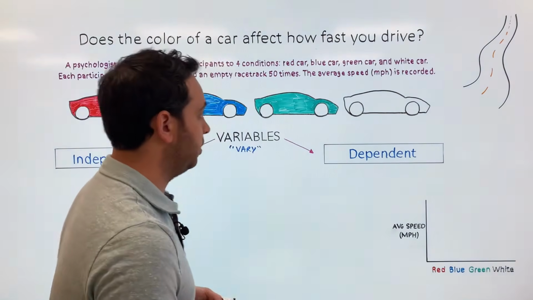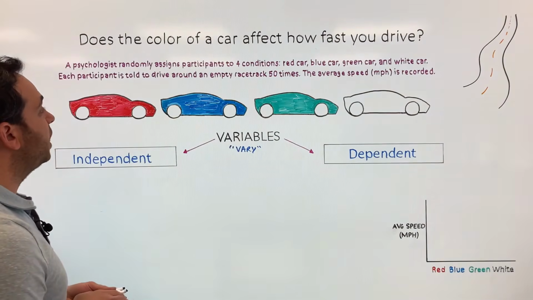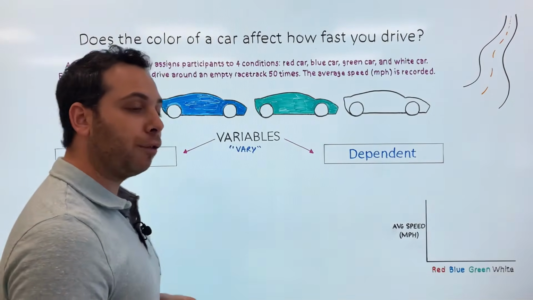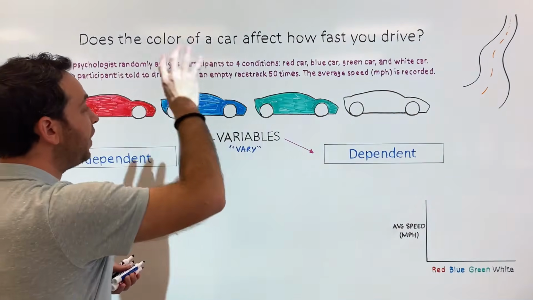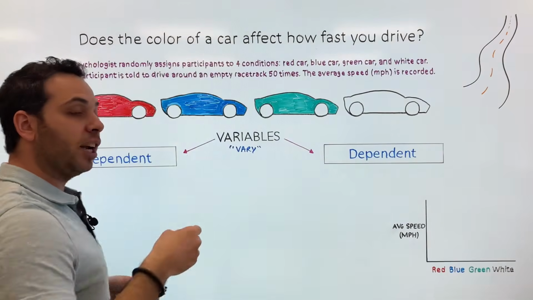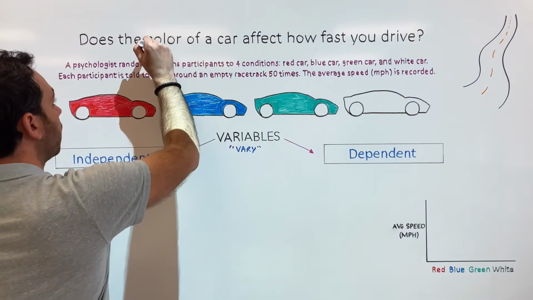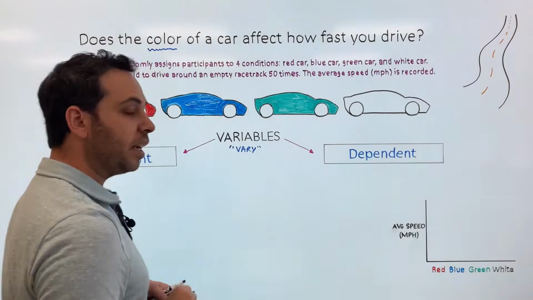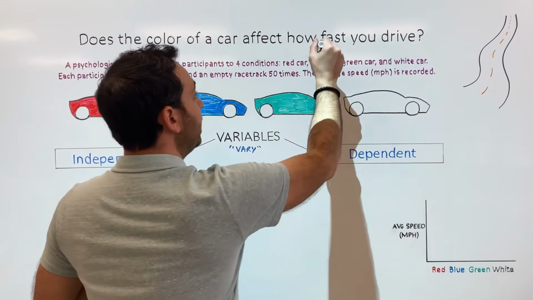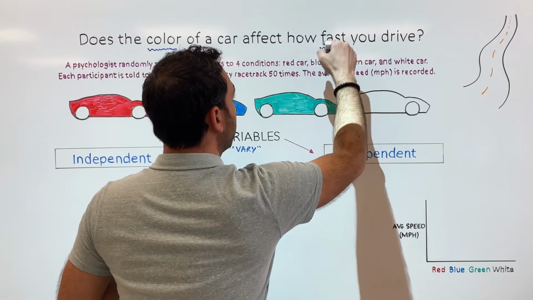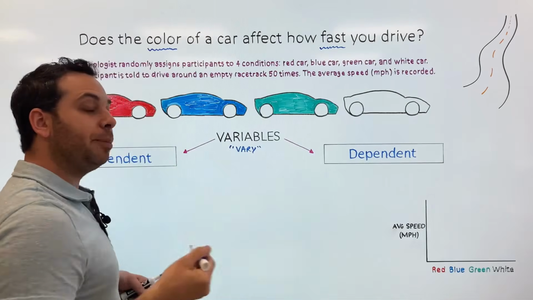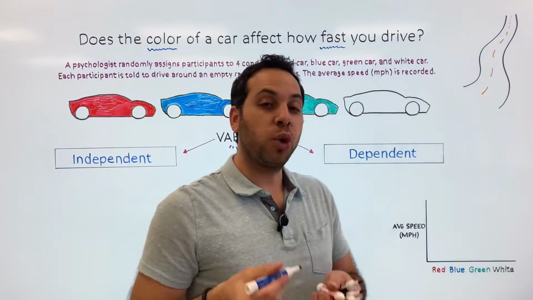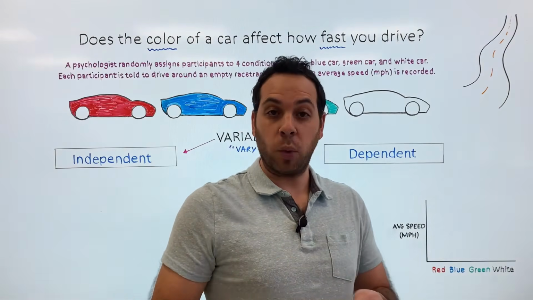or change? Let's take a look at our question again. Does the color of a car affect how fast you drive? So what are the things within the study that can vary or change? Well, the color can, right? We have 4 different colors: red, blue, green, and yellow. And of course the speed, right? You could drive slow, you could drive fast. So those things become the variables. Now the question is, what is the independent and what is the dependent?